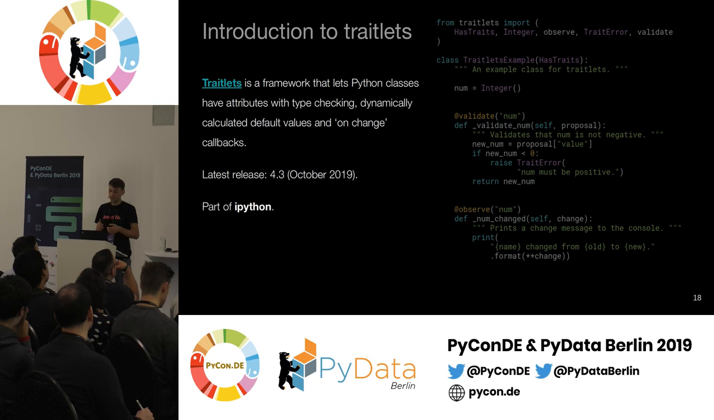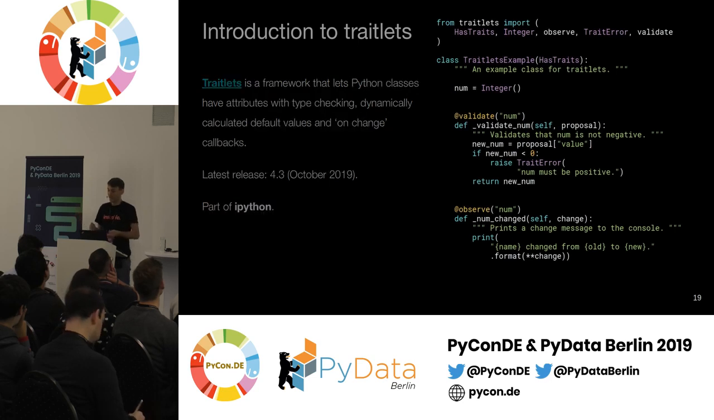Traitlets was something that I explored during my research for this project. It's a framework that lets Python classes have attributes with type checking, dynamically calculate default values, and on-change callbacks. It's also in version 4, and the latest release was just this month, and it's part of the IPython universe.